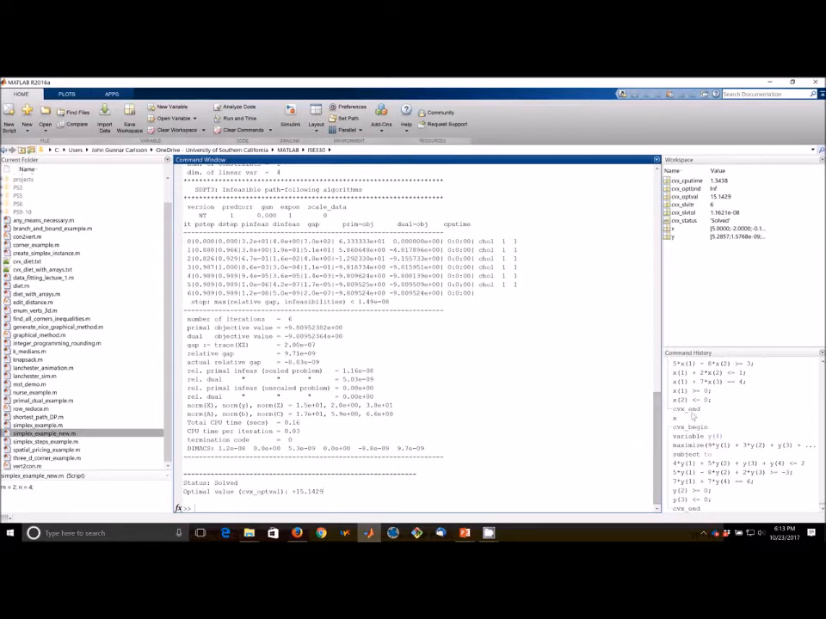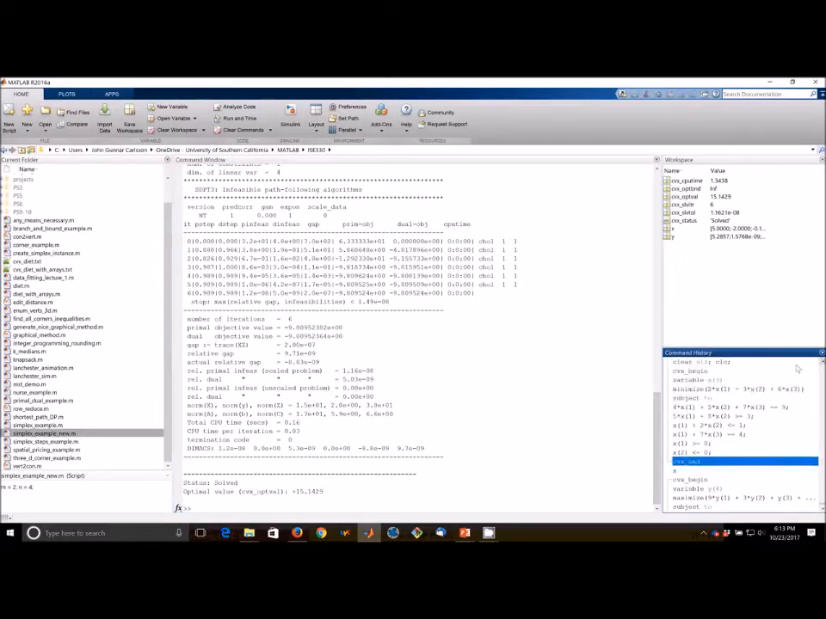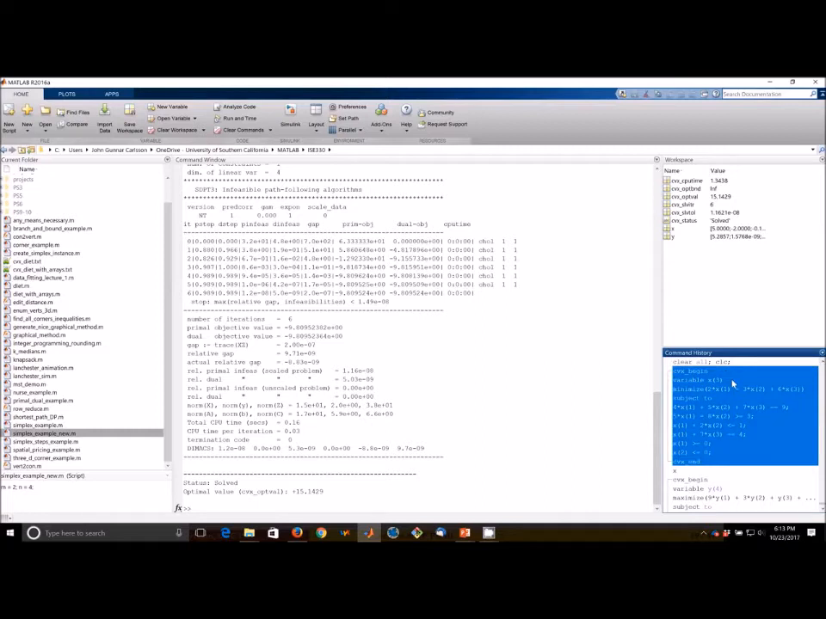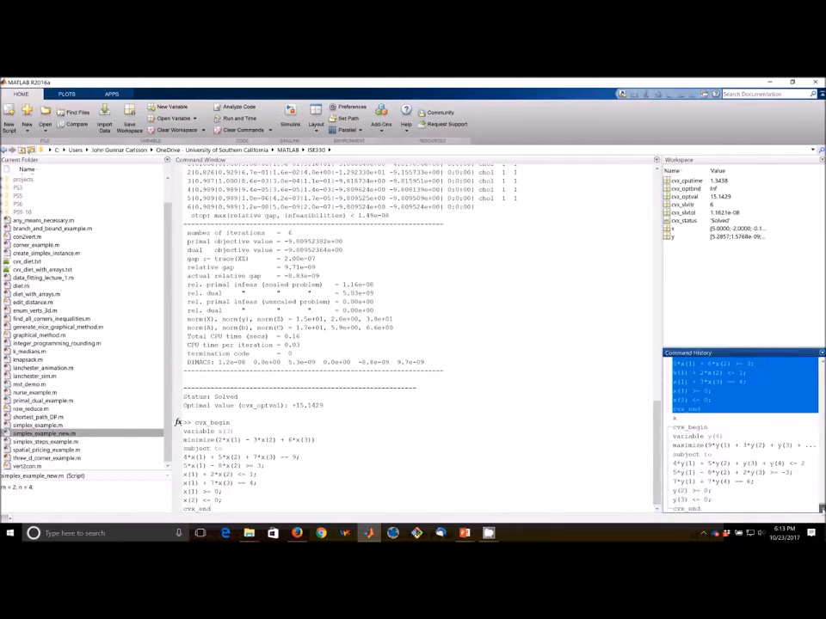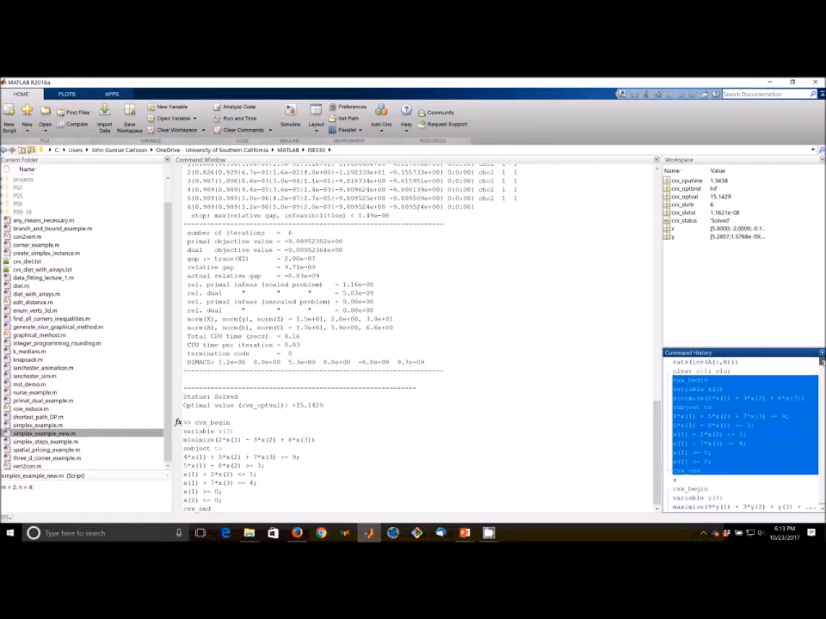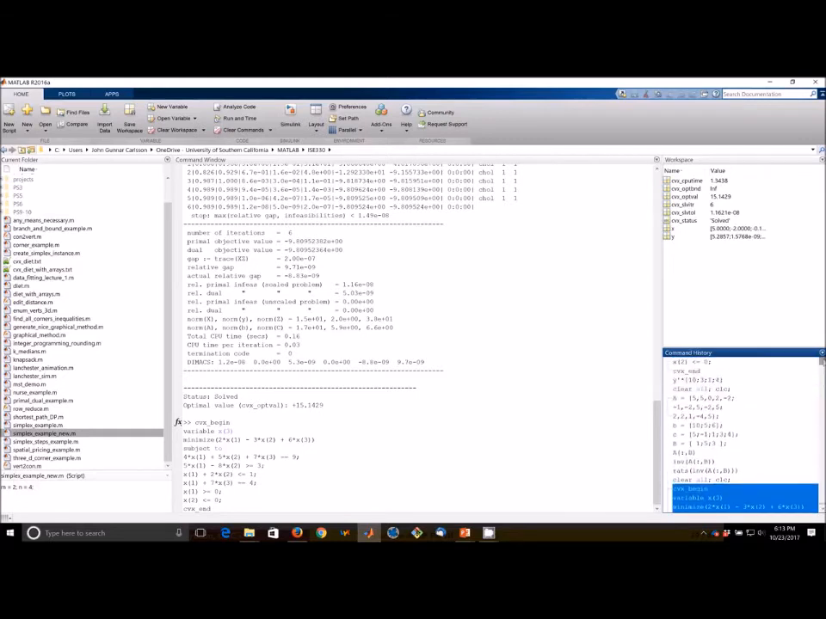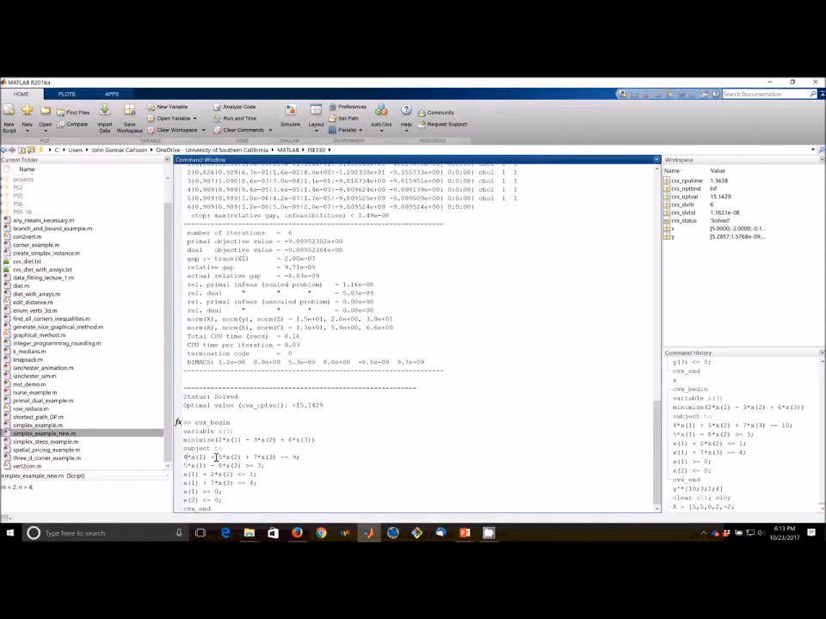So let's take my primal problem, and what am I going to do? I'm going to change the top constraint. Instead of having 4x1 plus 5x2 plus 7x3 equals 9, I'm going to change that to a 10. Okay, and let's see, how does the objective value change?